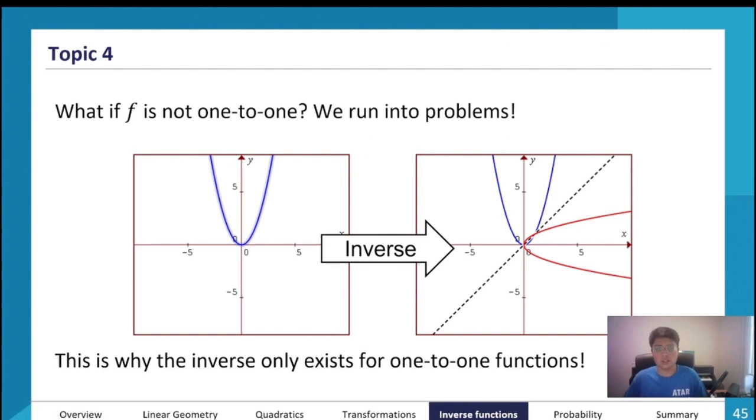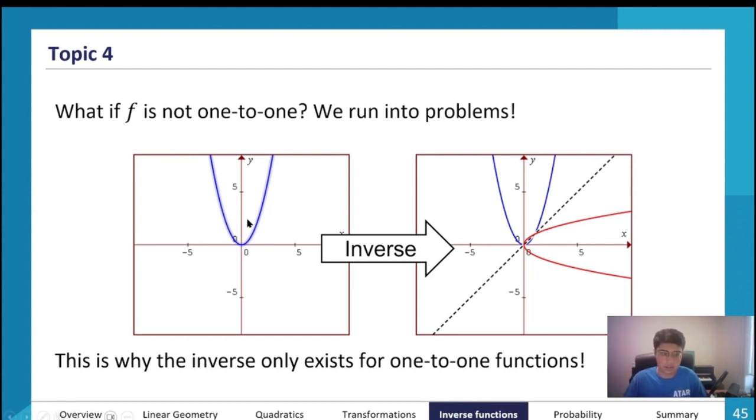So what if the function isn't one-to-one and we try and take the inverse of it? Again, we won't use the mathematical definition of the inverse. We'll think about it graphically. If we had a function, let's say a parabola, that's not one-to-one, and then we try and find the inverse, we'd find that by reflecting along the line y equals x. So we get this function out here. The issue with this function is it isn't a function anymore, because the definition of a function is you can put in an x value and you'll only get one y value out.